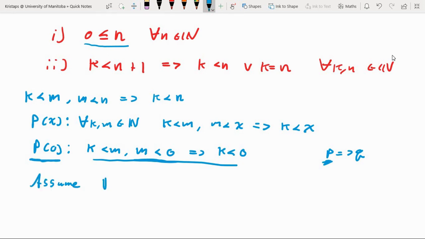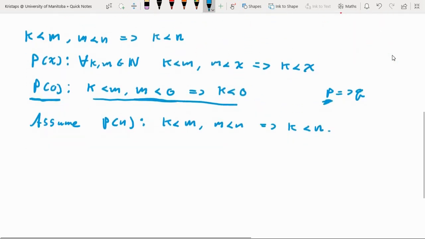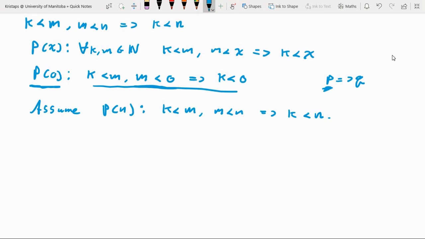So now to apply induction, we're going to assume that the statement holds for some n. That is, we're going to assume that k is less than m and m less than n implies that k is less than n. And what we want to do is show that the statement holds for P(n plus 1). So for our hypothesis, we're going to suppose now it's the case that k is less than m, and m is less than n plus 1. And our goal is to show now that k is less than n plus 1.